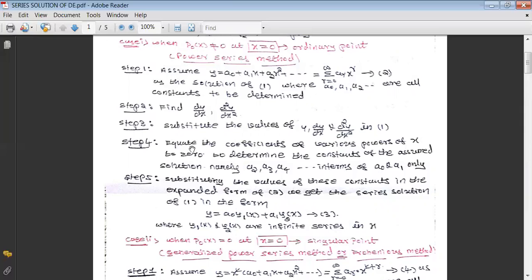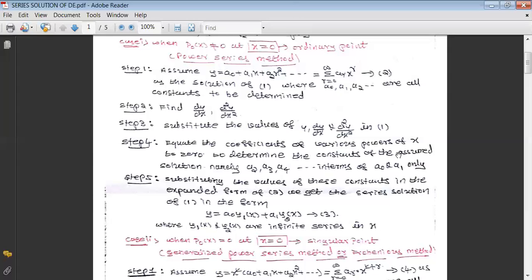We have to equate the coefficients of various powers of x to 0 to determine the constants of the assumed solution, namely a2, a3, a4 and so on, in terms of a0 and a1 only.